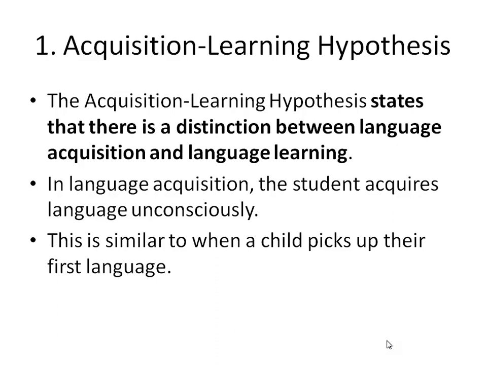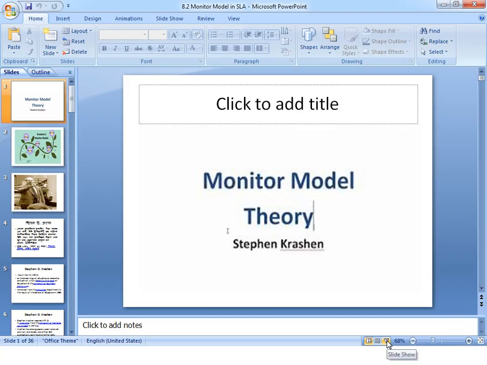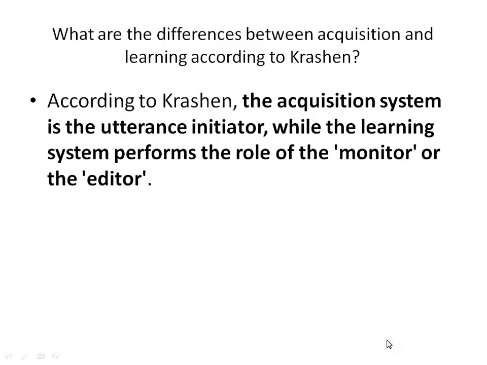So in language acquisition, the student acquires language unconsciously, and this is similar to when a child picks up their first language. And according to Krashen, the acquisition system is the utterance initiator, while the learning system performs the role of the monitor and the editor. So in the case of acquisition, the learner will be the initiator. The learner will be doing everything.